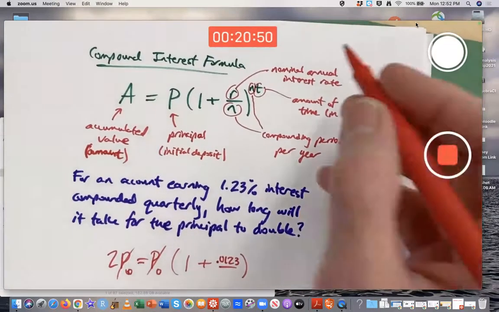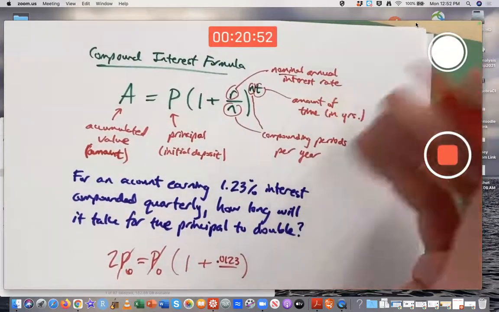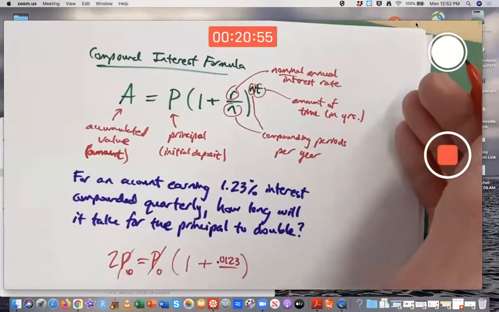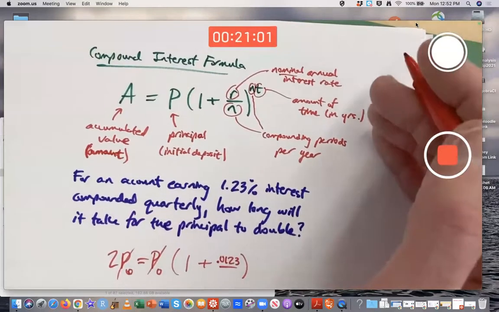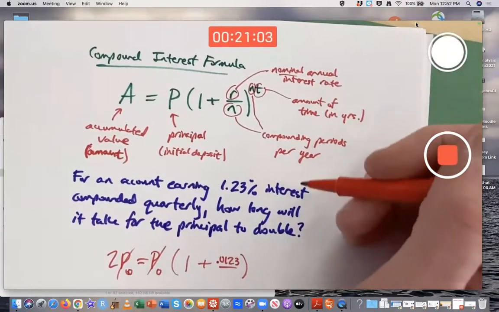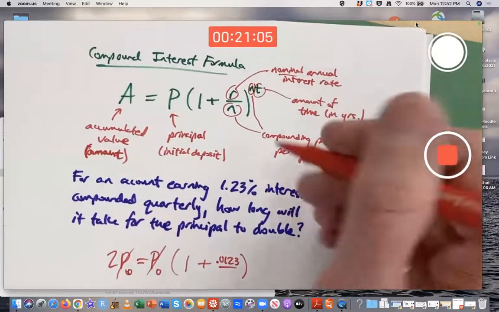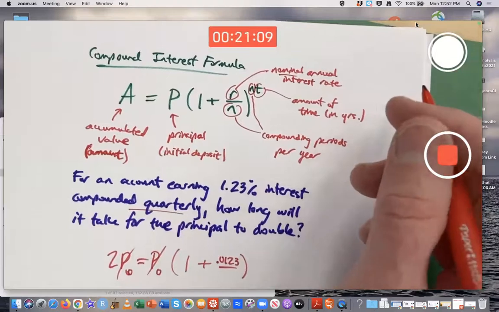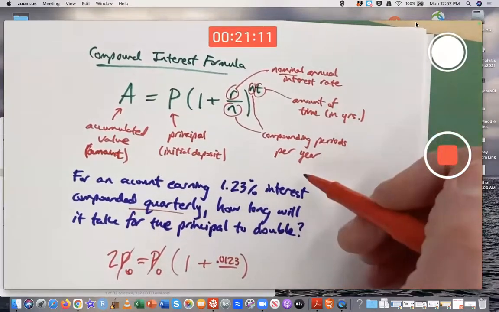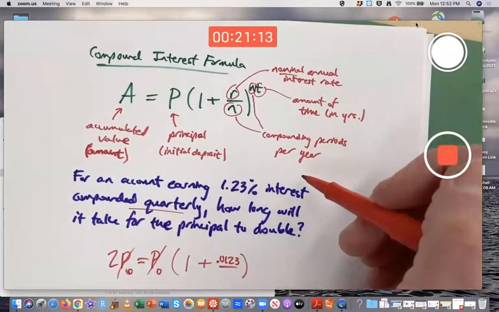That's called a nominal annual interest rate because it's not actually reflecting the exact amount of interest that you get during the year. Nominal means in name only. Because of compounding, because interest is being compounded quarterly 4 times per year, you actually get a little bit more interest than this nominal rate. So that's good, I guess, that you get more instead of less.